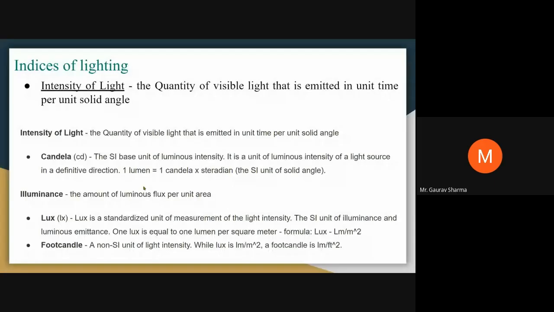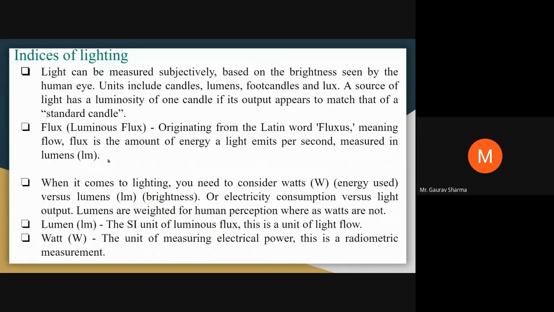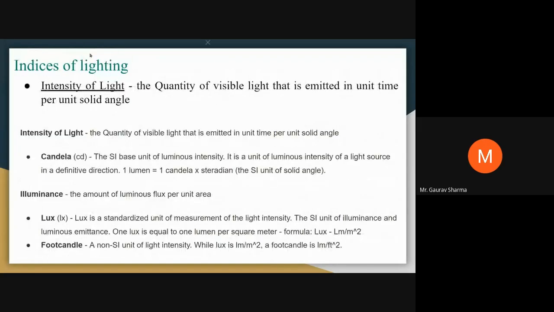If we talk about the other different indices, see, here we have discussed in terms of flow of the light, whereas here we are talking about the intensity of light. Intensity means it depends only on the source. That means the larger the source is, the more will be the intensity. Like if you are talking about a bulb, you can compare it in this way. So the quantity of the visible light that is emitted in unit time per unit solid angle, that is, how much it is emitting, that is actually the intensity of the light.